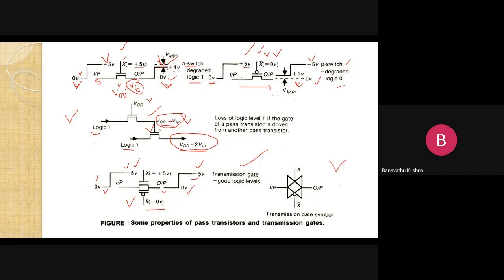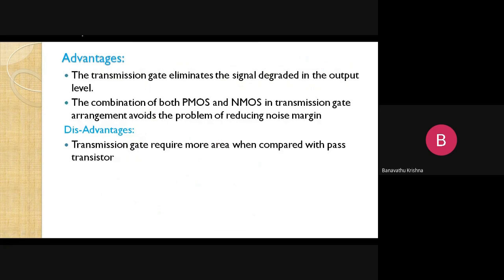So what are the problems we face by using pass transistors to implement the various logic levels? Those problems are resolved by using the transmission gate. Advantages: the transmission gate eliminates the signal degradation at the output level. And one more point, the combination of both PMOS and NMOS in the transmission gate arrangement also avoids the problem of reduced noise margin. And disadvantages: the transmission gate requires more area compared to the pass transistor.